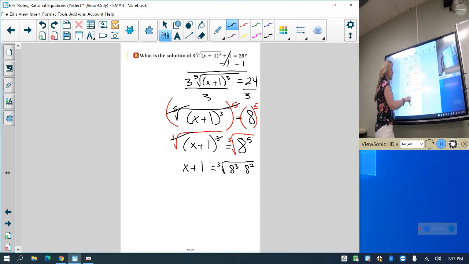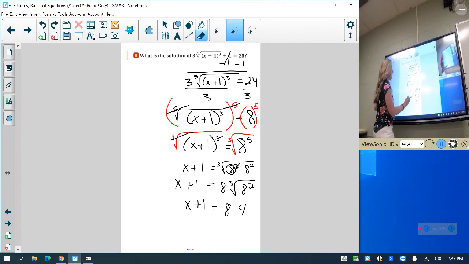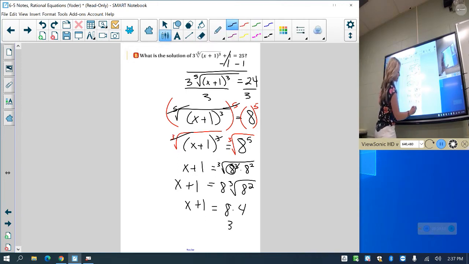Rewrite it like this so that we can simplify. The cube root of 8 cubed cancels, and I take out my 8. So I have the cube root of 8 squared, and we know what that is. We just did it on the problem before. 8 squared is 64. The cube root is 4. So I have 8 times 4. Subtract 1. Oh, not yet. Getting ahead of myself again. So I have 32. Subtract 1. So I have x equals 31.